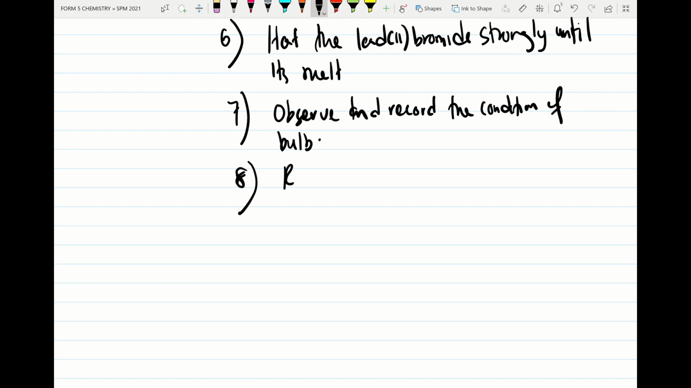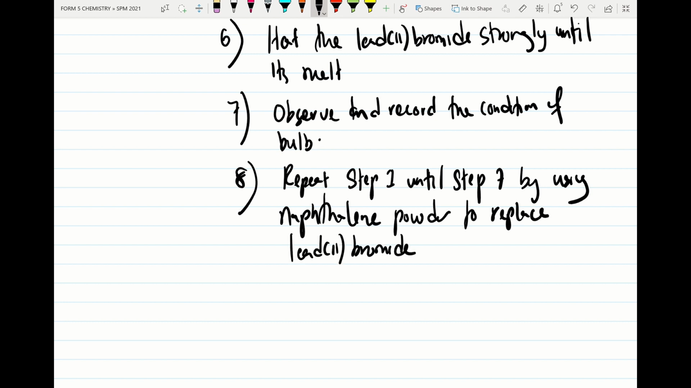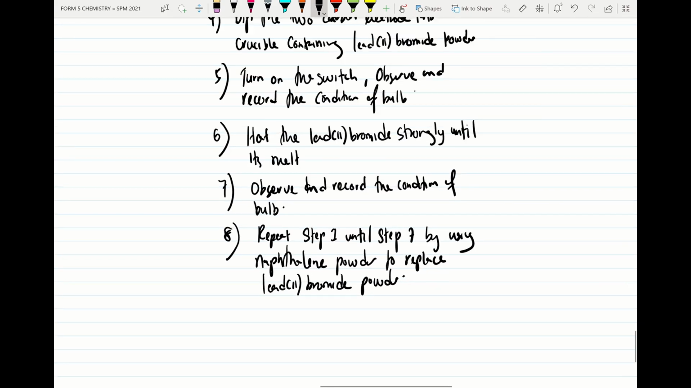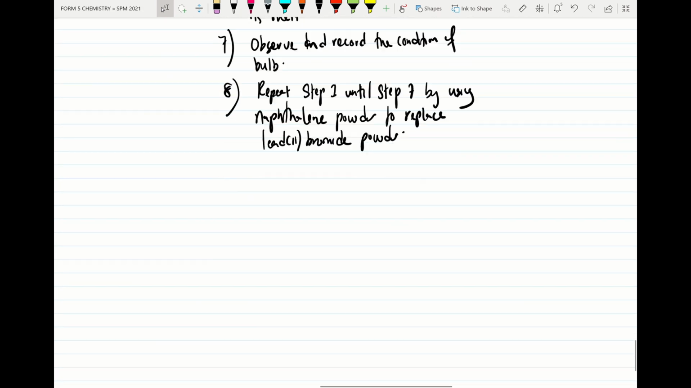Last point, number eight: repeat step one until step seven by using naphthalene powder to replace lead(II) bromide powder. So this is the procedure that students should write in the exam if this type of question comes out. Next, we go for result or observation.